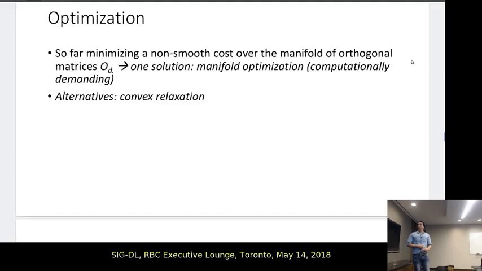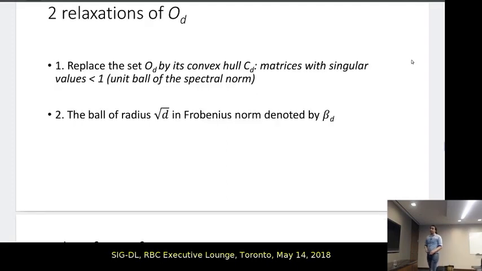Okay, let's go to the optimization. So far we are minimizing non-smooth costs over the manifold of orthogonal matrices O_d. And we discussed this. One solution is manifold optimization. They don't talk about it in detail; they use packages in MATLAB. We talked about one of them a little bit. And the alternative is convex relaxation, so not having this orthogonal restriction.